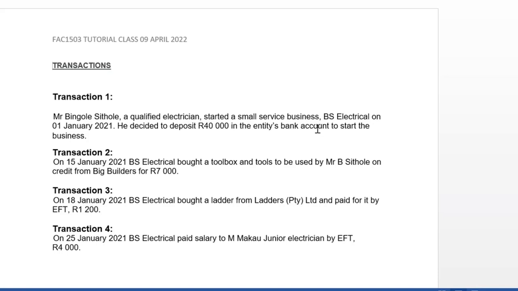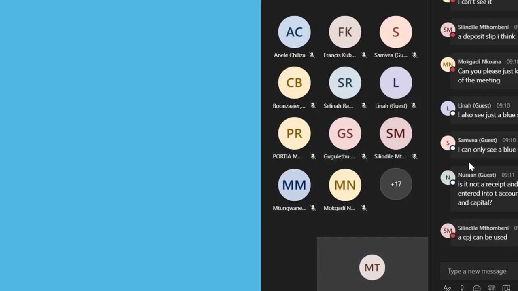So remember now, guys, what are source documents? Remember, source documents are your invoices, your creditors' invoices, invoices from suppliers, your bank statement. Those are source documents that you'll be using to record. Before you can even record that transaction, you need to understand what source document you are using.